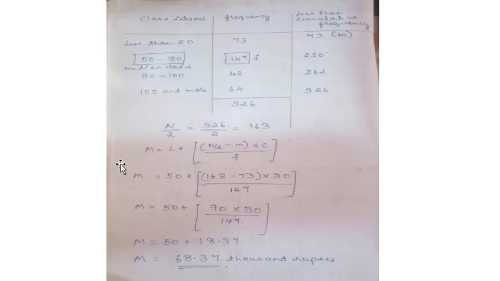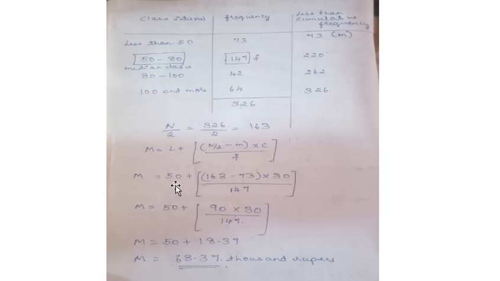Now we will write the formula. Median is equal to L plus n divided by 2 minus m, into c divided by f. This is the formula to calculate median. L refers to the lower limit. In the median class there are two numbers, 50 to 80. Which is the lowest number? The lowest number is 50.